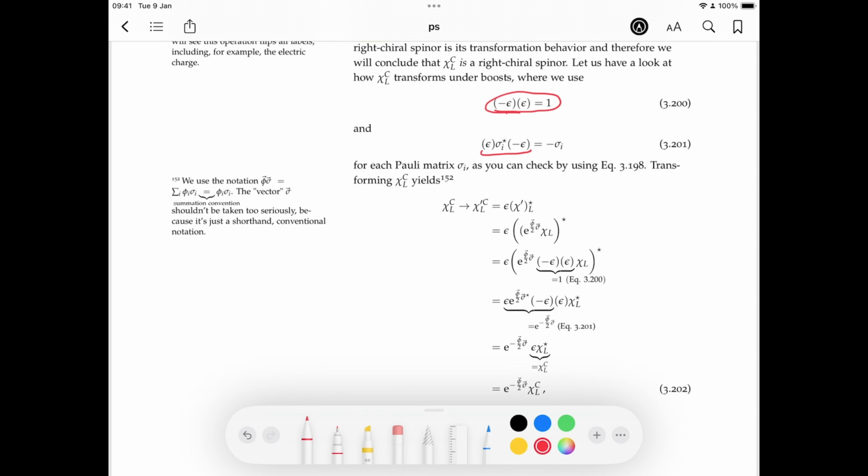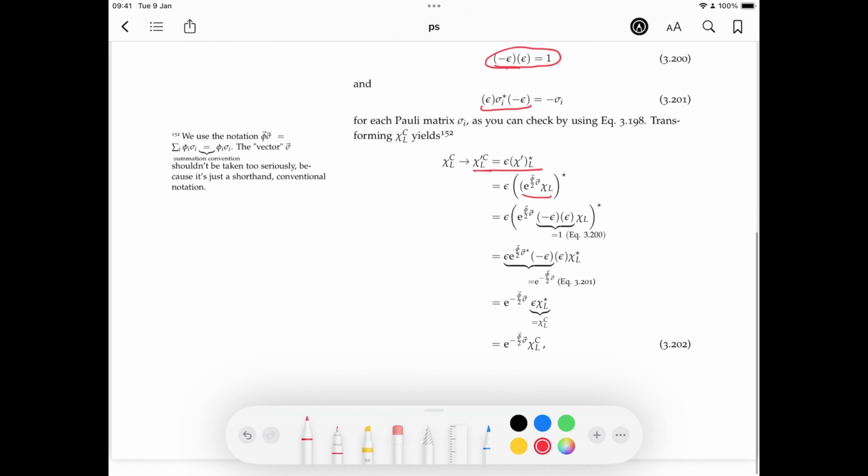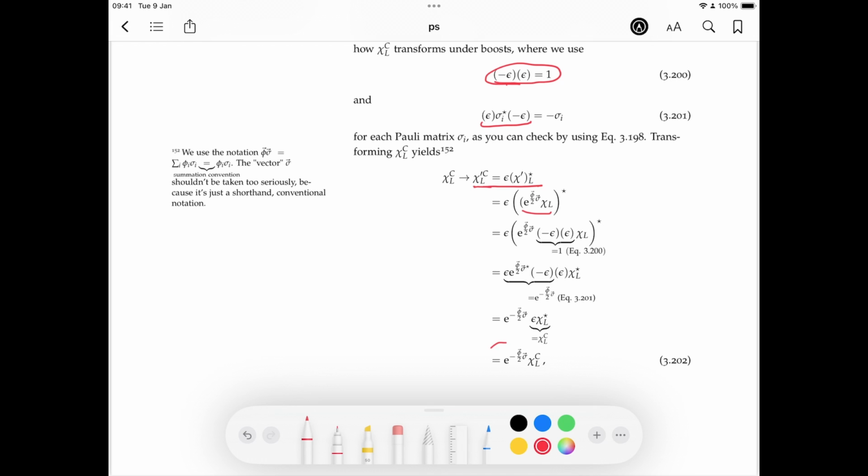I won't go over all of these steps here. What we have here is just our conjugated spinor formula. We put the transformation behavior here for the left Weyl spinor under the boost, and at the end we come up with a formula which looks like this. So we can see that the conjugated spinor transforms in a similar way, but it also obtains a minus sign.